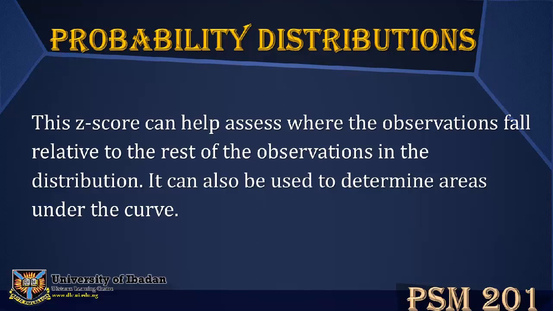Example: if a student scored 80 on a test in which the mean is 50 and the standard deviation is 10, then the student scored 3 standard deviations above the mean, that is, z is equal to x minus μ over σ, which is equal to 80 minus 50 over 10, which gives us 3.